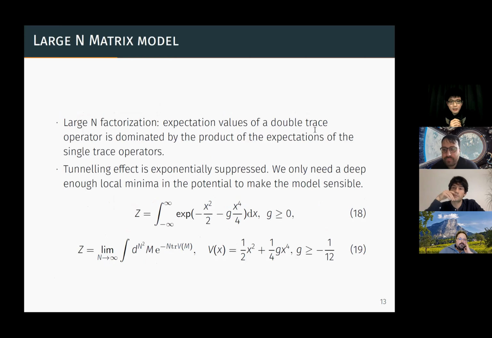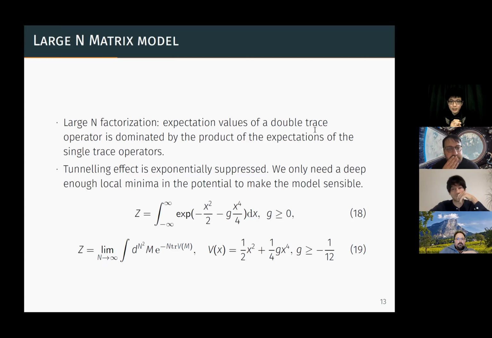Yeah, in the large N limit, there are two very important characteristics that will play important roles in our work. The first one is, of course, large N factorization. Let me remind you that the expectation value of a double trace operator is dominated by the product of expectations of single trace operators. And the second is the tunneling effect. It is exponentially suppressed. That means we only need a deep enough local minimum in the potential to make the model sensible.